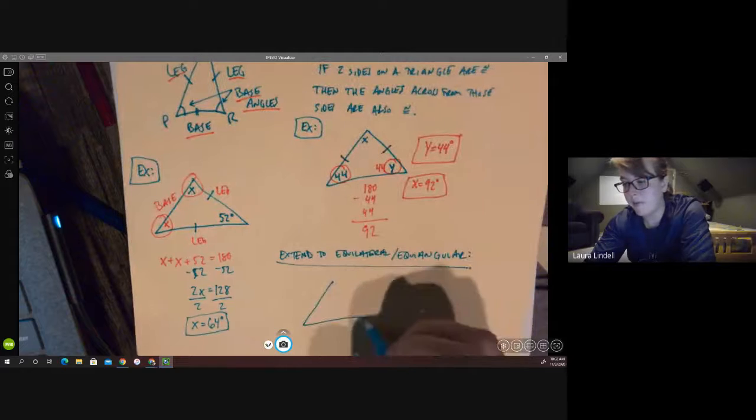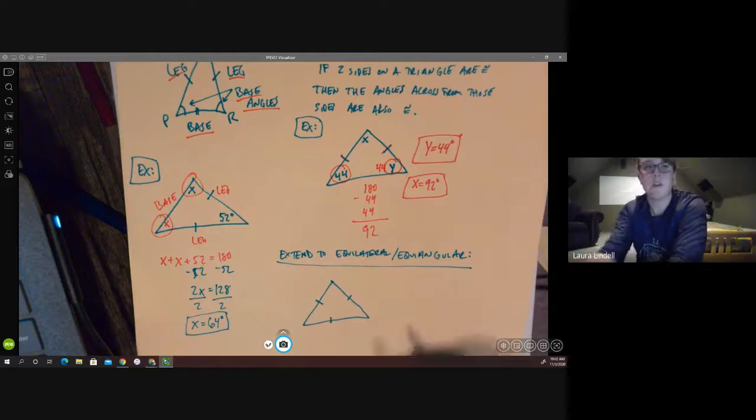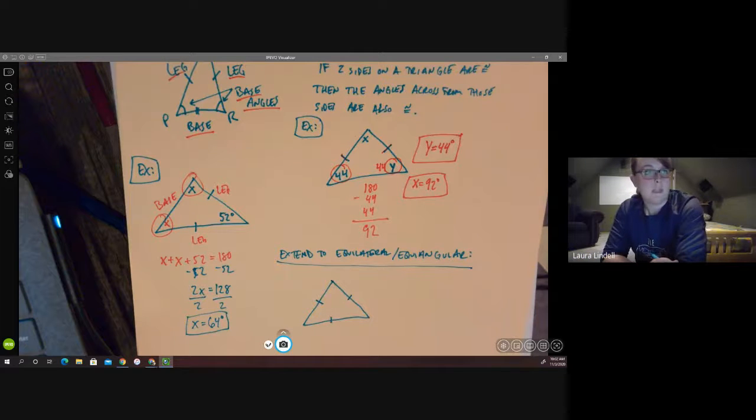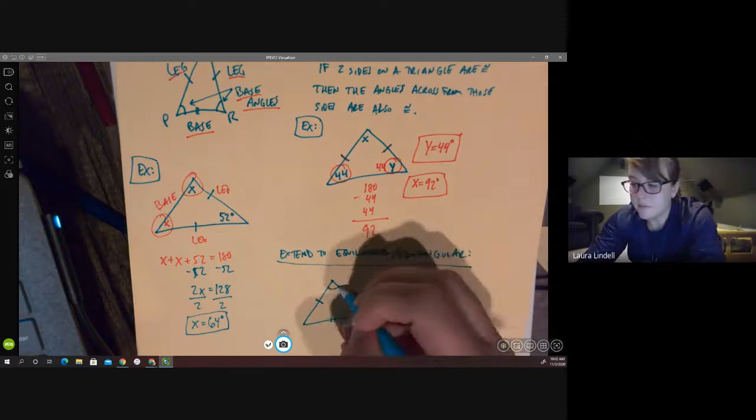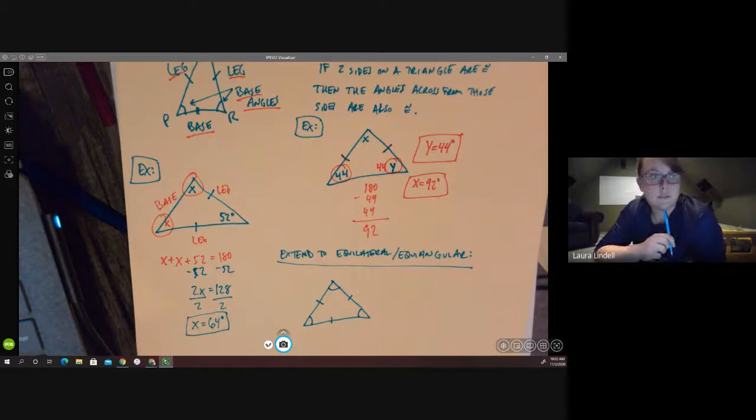So if I have this equilateral triangle, I know it's also equiangular. So that means that no matter what the side lengths are on my equilateral triangle, as long as they're all the same, my angles will all be the same. And the angles will always be the same thing no matter what equilateral triangle or equiangular triangle you're talking about.